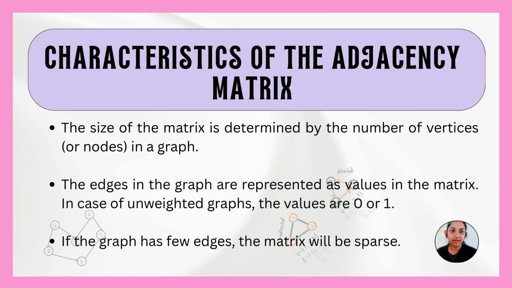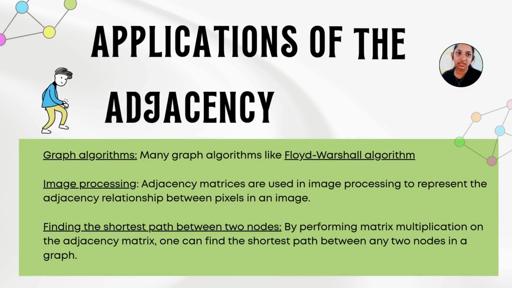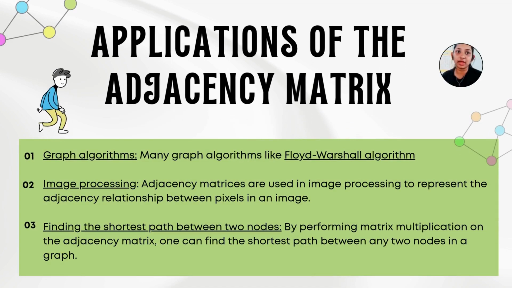Look at the main characteristics of the adjacency matrix. First one is the size of the matrix depends on the number of vertices in the graph. Second one is the edges of the graph are shown as values in the matrix. For an unweighted graph, those values are either 0 or 1. Third one is if a graph has only a few edges, the matrix will be sparse, meaning most of its values are 0.